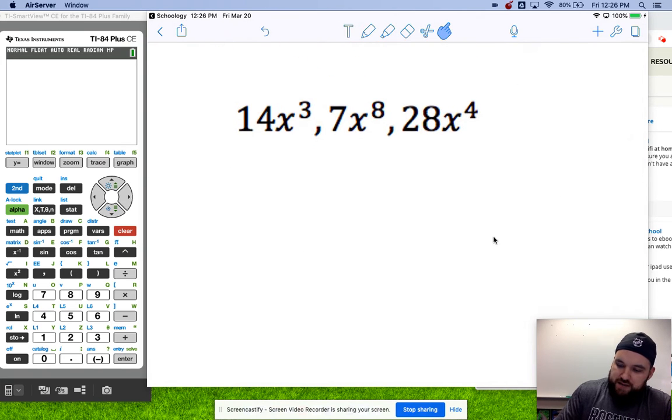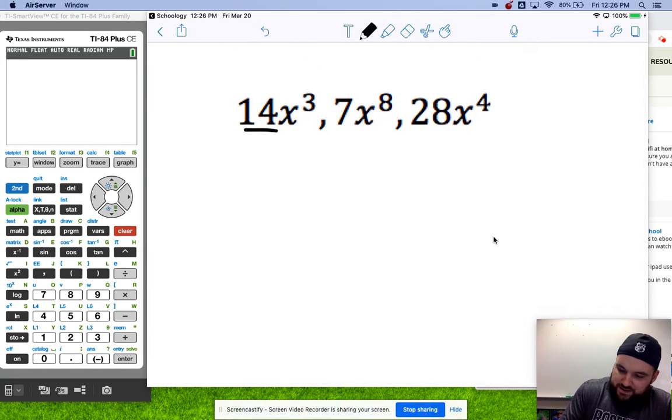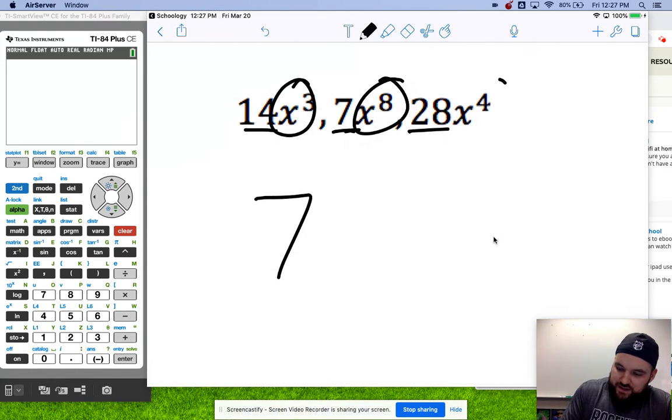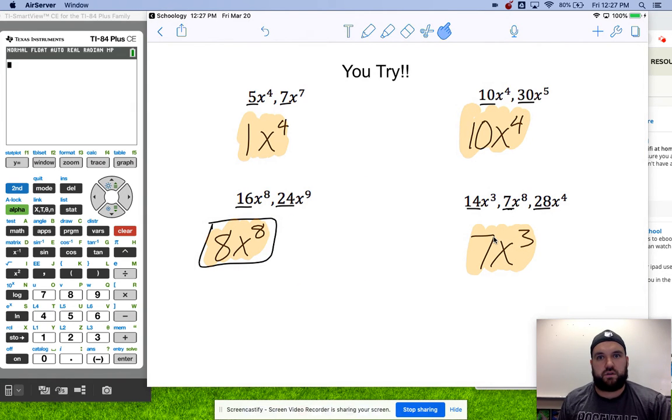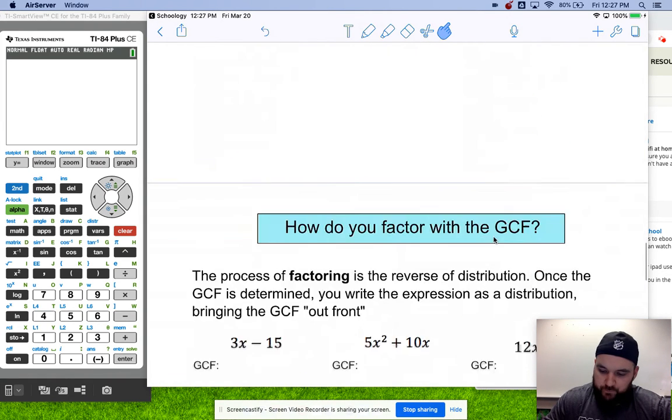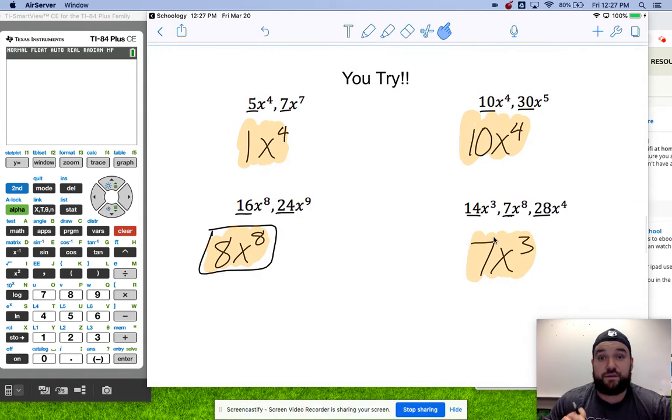And finally, I have 3 terms here. The coefficients 14, 7, and 28 can all be divided by 7. x to the 3rd, x to the 8th, x to the 4th. They do have x in common, but only 3 that can be taken from all 3 terms. So 7x to the 3rd power is our GCF. Okay. So that's finding the GCF.